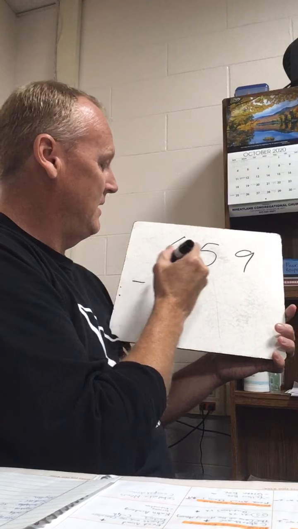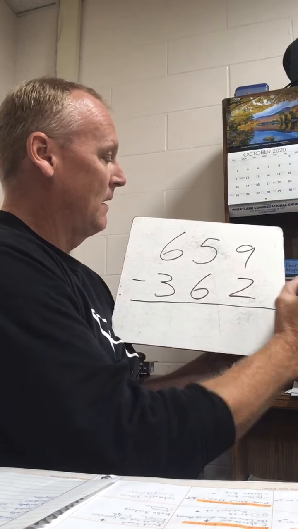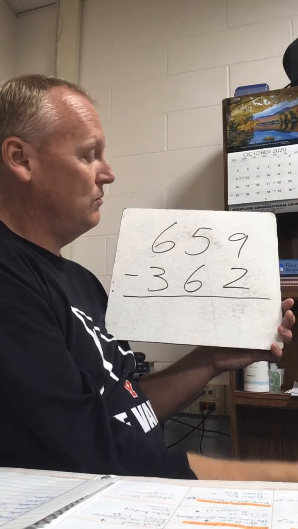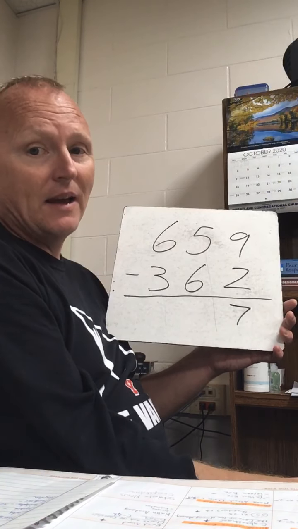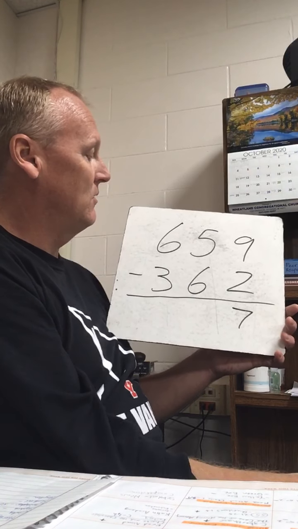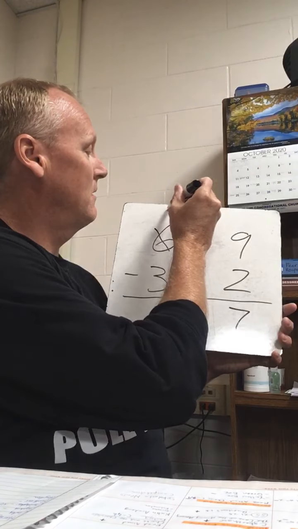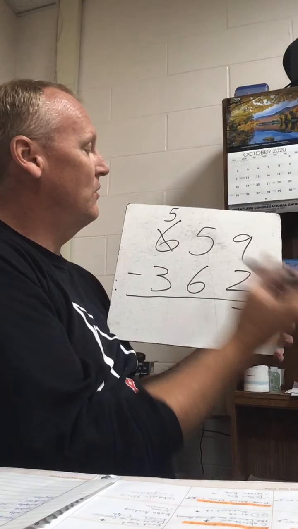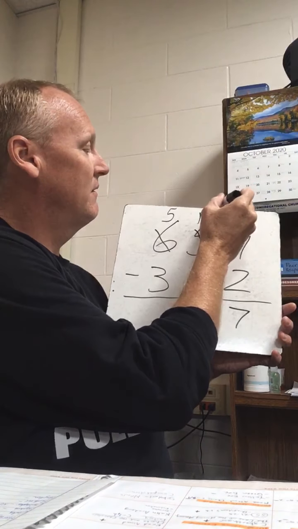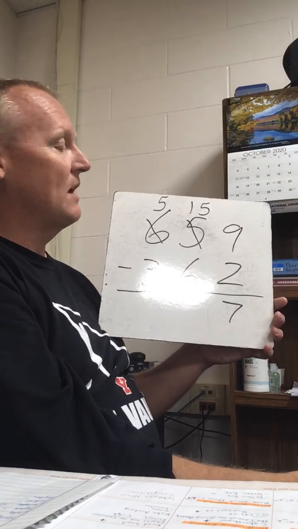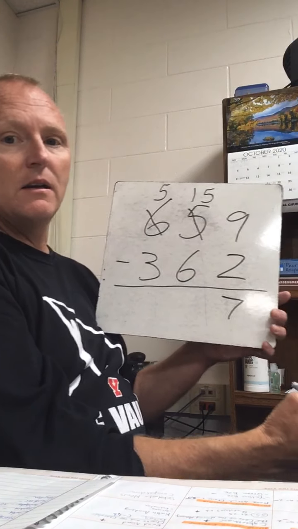659 minus 362. Okay, 9 minus 2 gives you 7. 5 minus 6, that we can't do, so we have to borrow. So borrow from the 6. 1 less than 6 is 5. Okay, the 1 that you took from here, put it in front of the 5. So that would give you 15. So now we have 15 minus 6. Okay, that would give you 9.